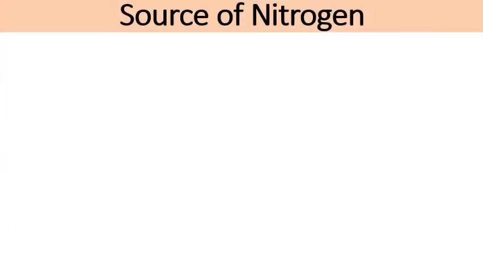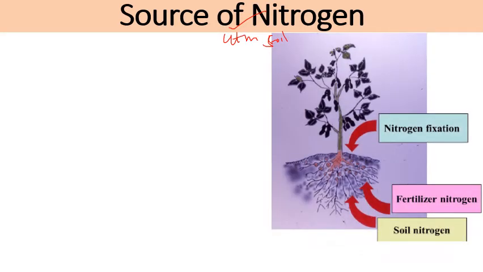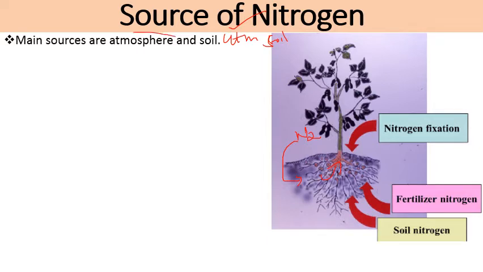The main sources of nitrogen are atmosphere and soil. So these are the two main sources of nitrogen. Plants cannot absorb molecular nitrogen directly. So this nitrogen is first converted into a form which is absorbed by plants from the soil with the help of roots. There are many steps involved in that, which we will discuss in upcoming slides. So the main sources of nitrogen are atmosphere and soil.